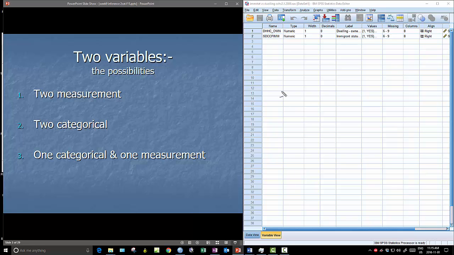What are the options with two variables? We can look at two measurement variables. Think about what's the shortcut for the analysis? Correlation. With correlation, we measure strength and direction. Visually, we look at a scatter plot. Two categorical variables. Take 10 seconds and think about it.